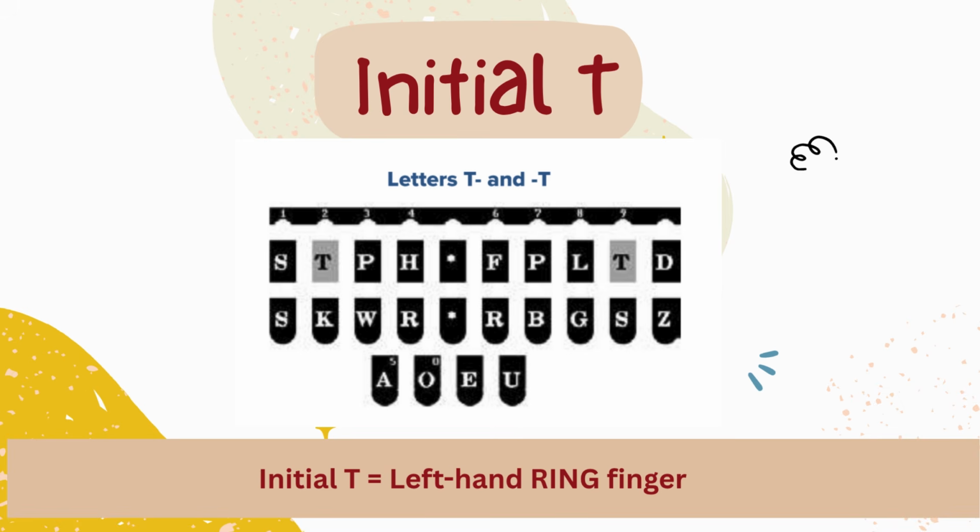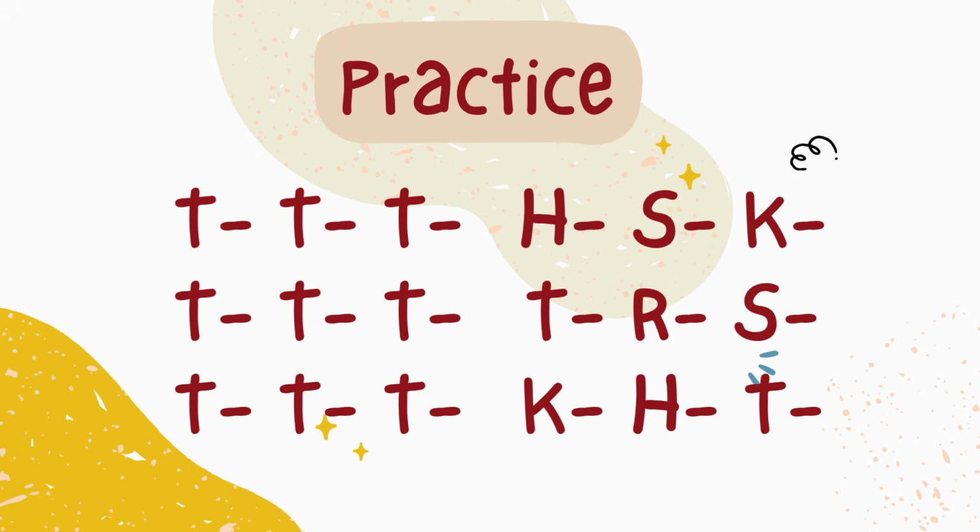Now let's proceed to the discussion proper for lesson 20. We have initial T. Now, how are we going to write initial T? In order for us to write initial T, we will use our left hand ring finger. So we just press using our left hand ring finger and we press it quickly, and there you have your initial T. Now let's have a practice. In 3, 2, 1, start.